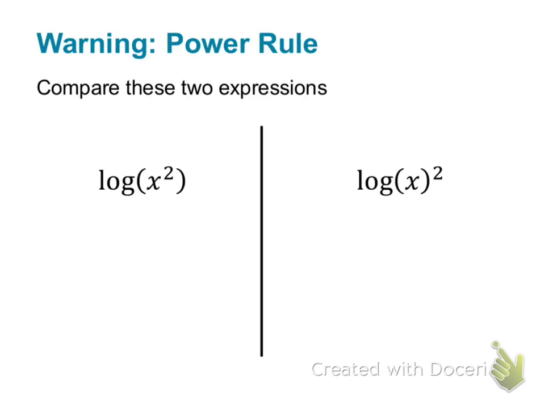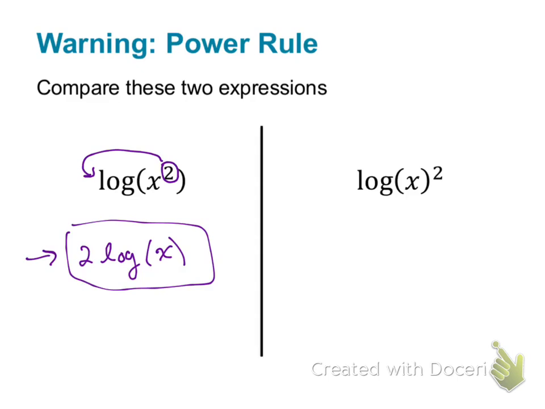Compare these two expressions. The one on the left is a candidate for the power rule. We can take that exponent, move it out in front as a coefficient, and get 2 times the log of x. The one on the right is not a candidate for that. The one on the right is saying log of x squared, which equals log of x times log of x. This is not the same thing as 2 times the log of x.